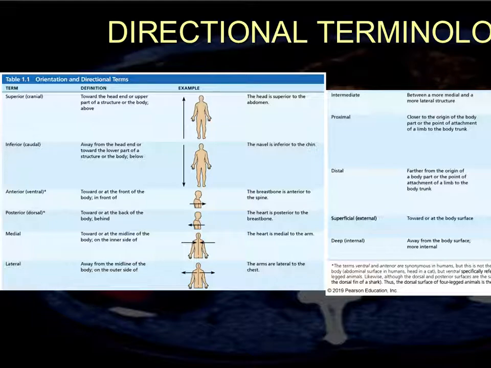Proximal and distal, these are used on the limbs, only on the limbs. So distal is farther away, proximal is closer to the trunk. Okay, so my big toe is distal to my knee. Okay, so distal is farther away, a little distant, proximal is closer. Superficial and deep, superficial is closer to the surface of your body, deep is deeper inside. Okay, so your skin is superficial, your heart is deep. Okay, and those are all that are on our list.